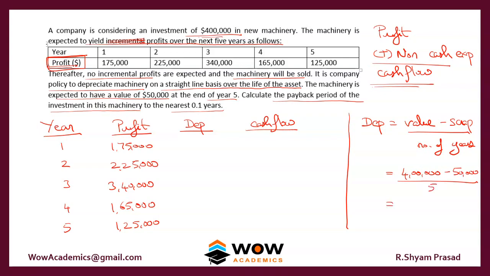You will get the answer. So 3,50,000 divided by 5 will give you 70,000. So 70,000 per annum is the depreciation. So add 70,000 to all the numbers here. You will get the cash flow.